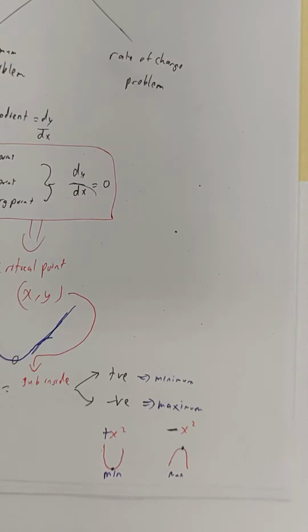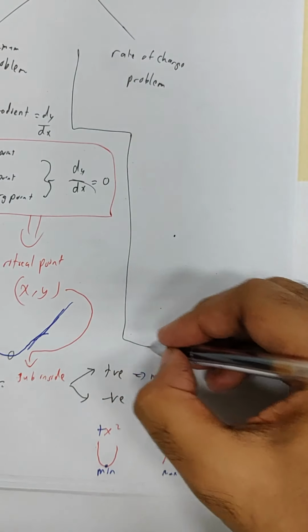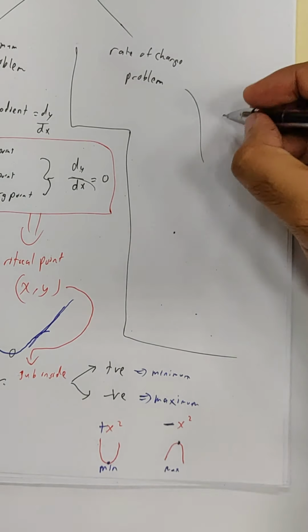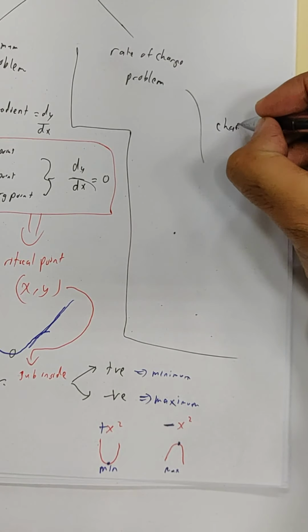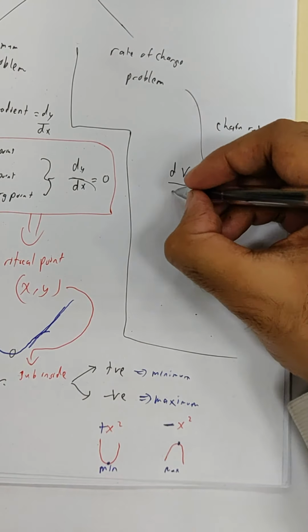The other one will be the rate of change. The rate of change is the one where you need to use the chain rule, such as where we have dV over dt.